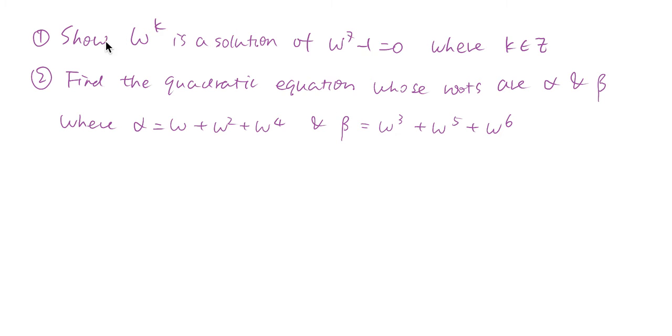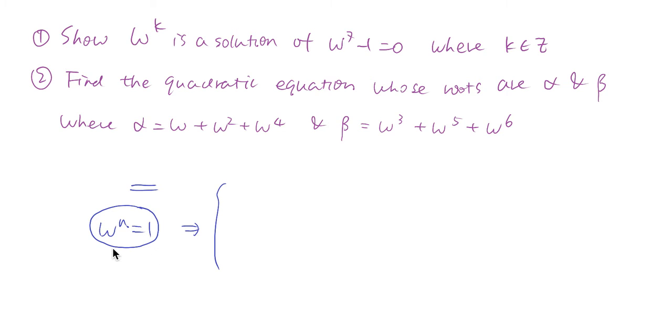So in this question, they ask you to show w to the power of k is a solution of w to the power of 7 minus 1 equals 0. For the roots of unity, we talk about this so many times. Whenever you see w to the power of n equals 1, you don't even need to look at the questions. There are 3 things you immediately write down next to the exam paper.